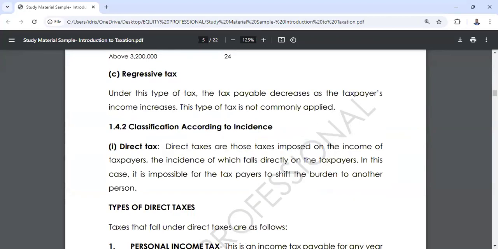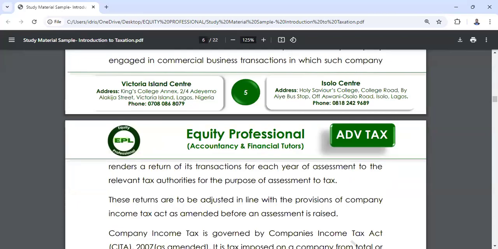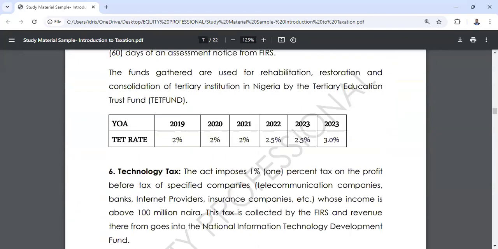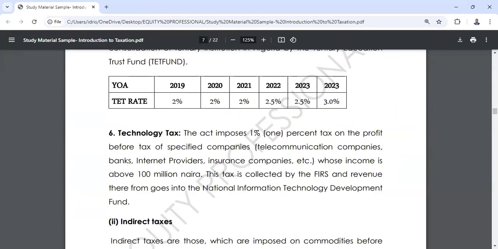So that is how we compute personal income tax. That is on personal income tax. The last type of direct tax that we want to talk about is technology tax. Technology tax is the last type of direct tax.